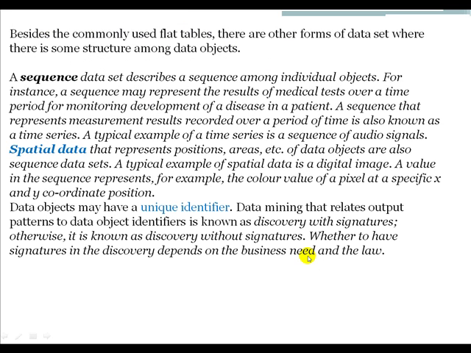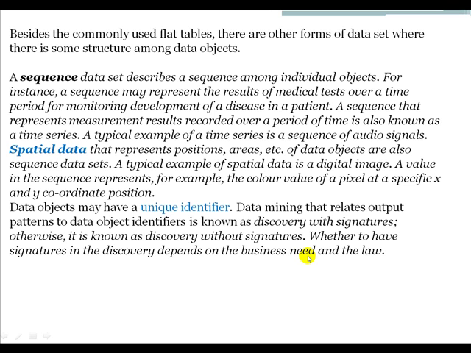Besides the commonly used flat tables, there are other forms of data sets where there is some structure among data objects. A sequence data set describes a sequence among individual objects. For instance, a sequence may represent the results of medical tests over a time period for monitoring development of a disease in a patient. So we have the measurements over time.